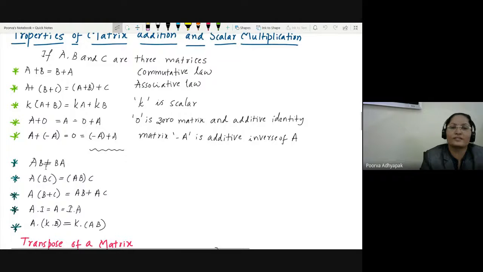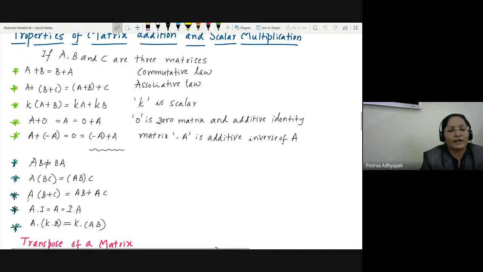Coming to the next one, that is scalar multiplication. Let us go through the properties. First one is AB, the product of A and B, should not be equal to B into A. This is in general. Second one, A(BC) will be equal to (AB)C. Means two matrices we take, B and C. If I multiply those two and the resulting answer I multiply with A, that should be equal to the product of A and B. The matrices A and B I'll multiply and the resulting matrix I'll multiply with C. These two should be same.